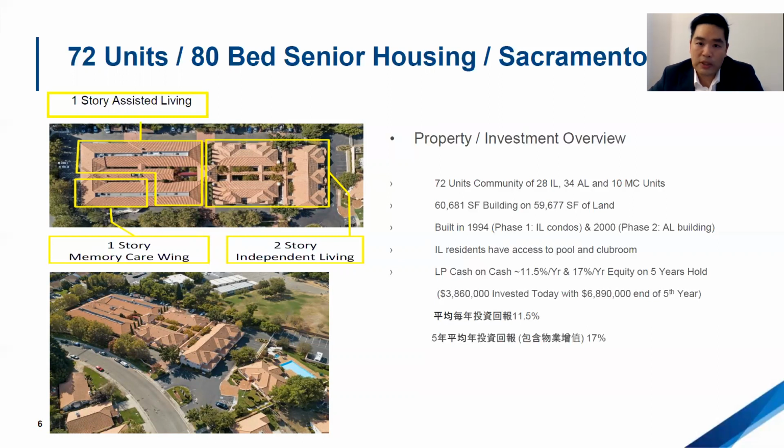For this particular investment, we're getting around 11 to 12% cash on cash per year. That is after mortgage payment, after management fee and everything. For the 5-year return, we are expecting around 17% per year, meaning that includes once we exit and sell in the 5th year.